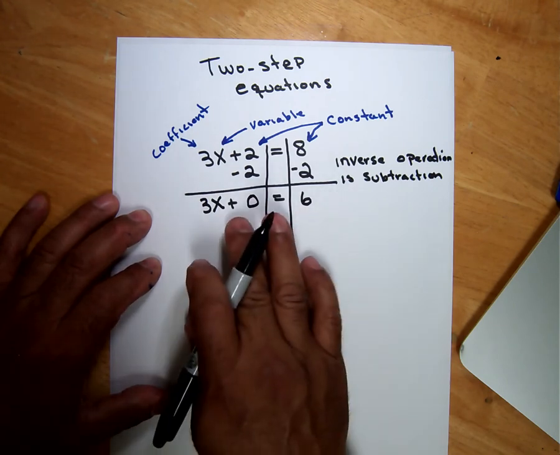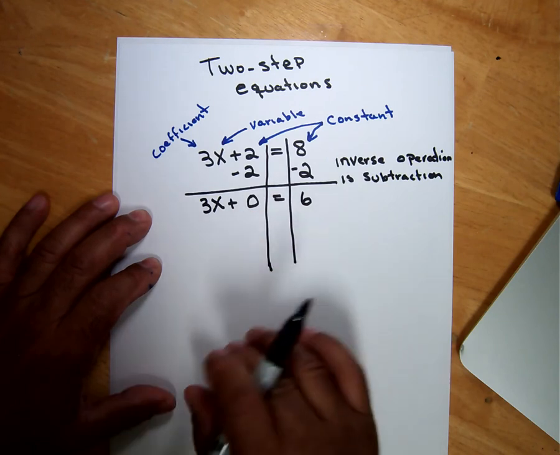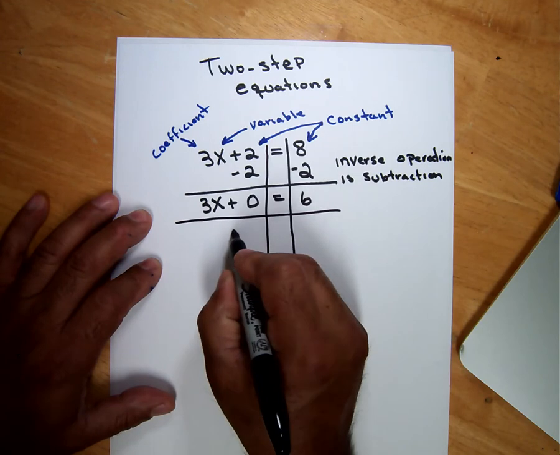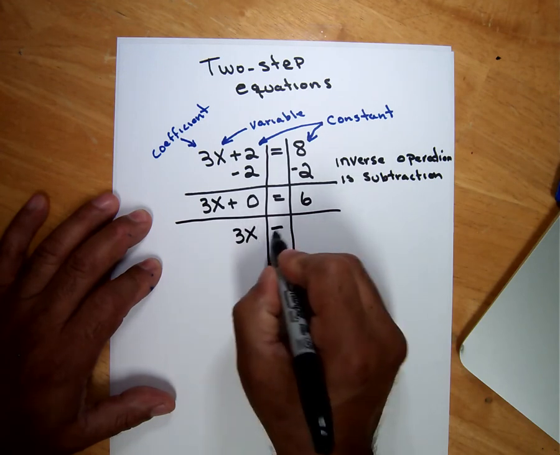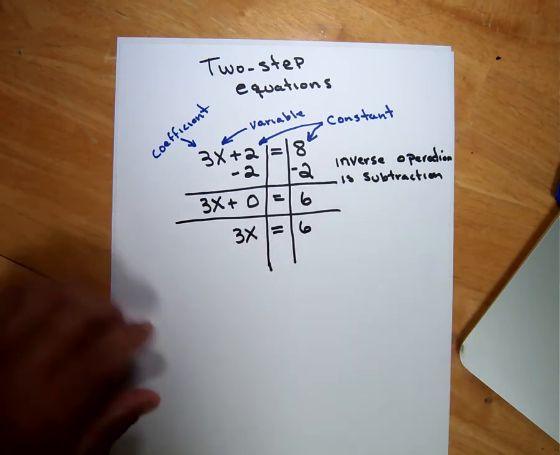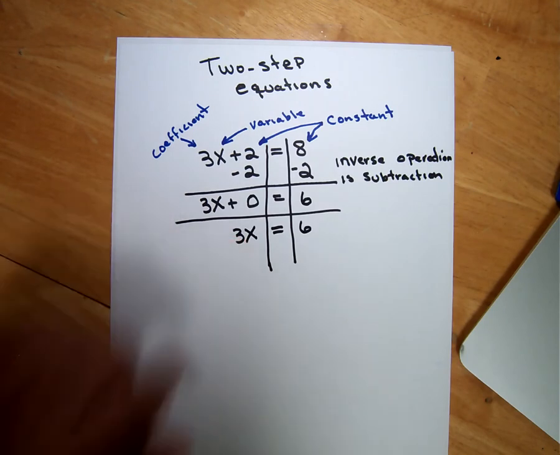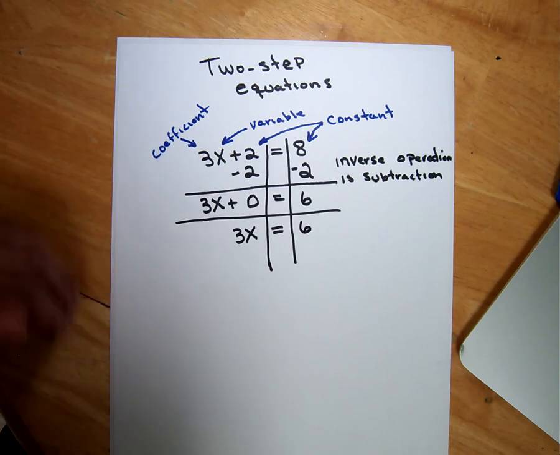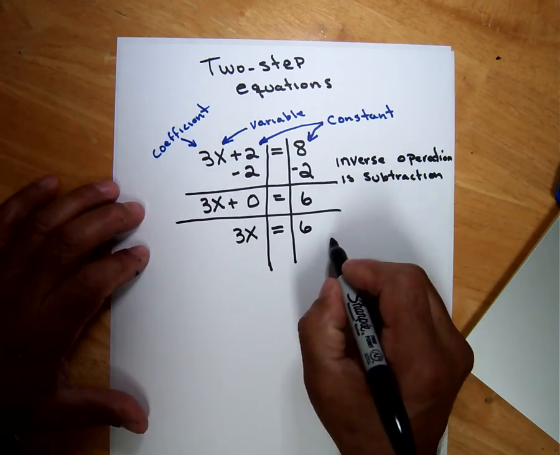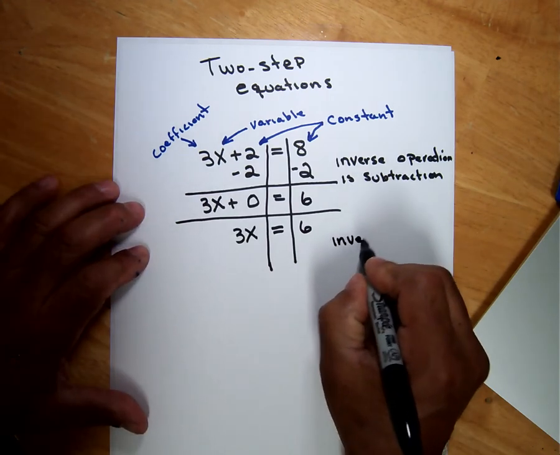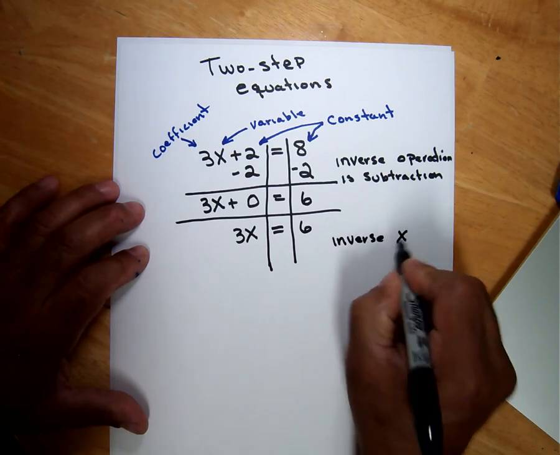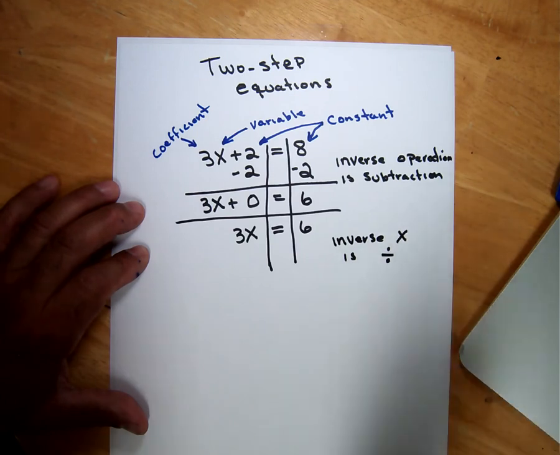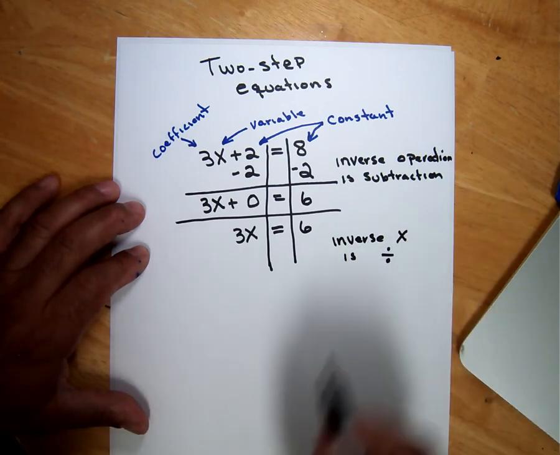Well, 0 is not adding any value to the equation, so I can basically leave it out. So now I have 3x is 6. Well, I know that it is 3 times x, so I'm multiplying. But the inverse of multiplication is division. So then the next step is going to be division.